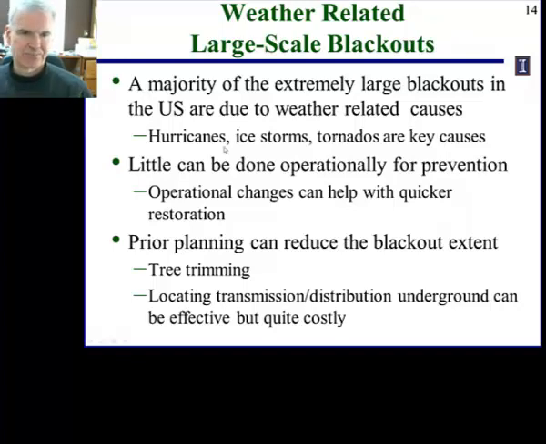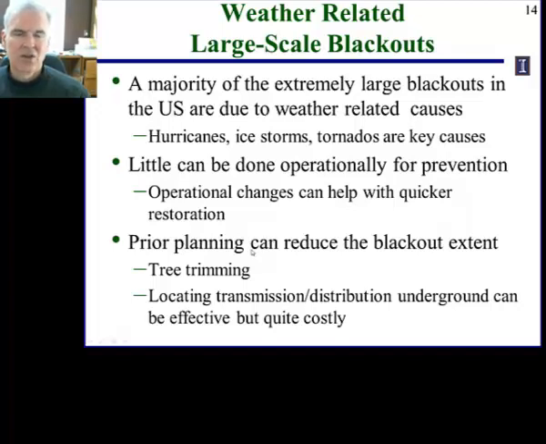Now I'm trying to figure out how do we reduce the risk of these types of blackouts from an operational point of view. What you can do the day of or a few days before these events are going to occur, there's really little that can be done operationally. Certainly you can do some operational changes that can help with quicker restoration. If you know a large weather event is coming, you can get crews in to help you with the restoration. But if a hurricane is going to hit your service territory, you're going to lose service pretty much no matter what you do operationally. Now that's not saying that some prior planning can't reduce the extent of the blackout.